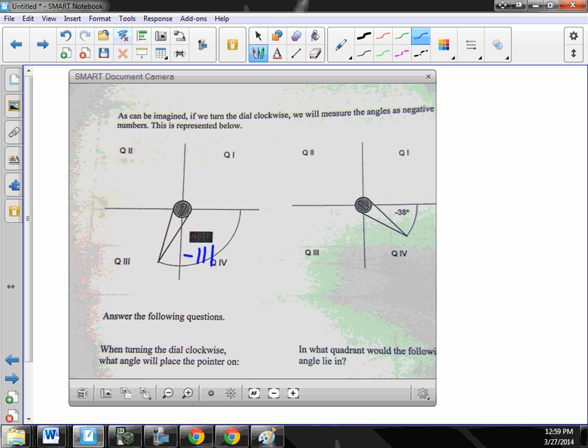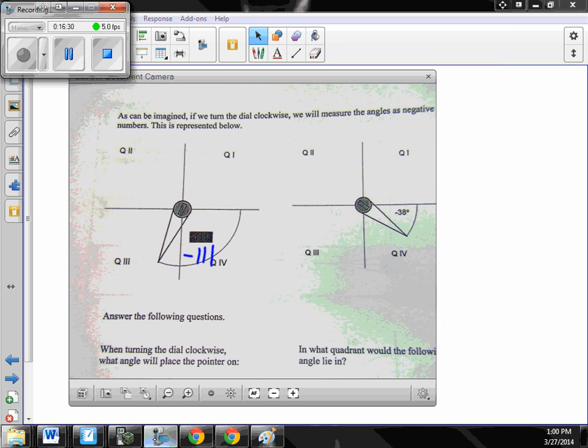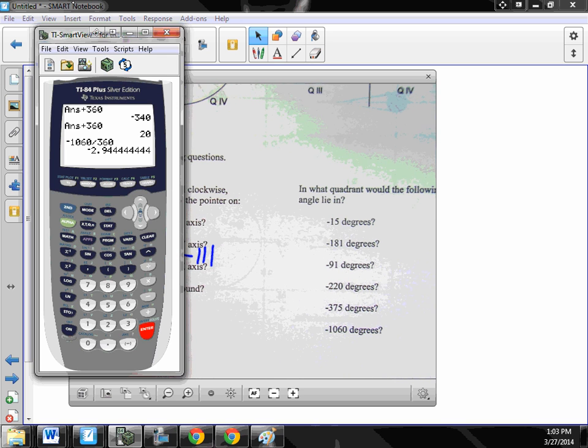So go ahead and answer all the questions on this page. It's the same as the other page, but now we're spinning the other direction. Okay? So I'll give you a minute to work on that. All right, turn the page.